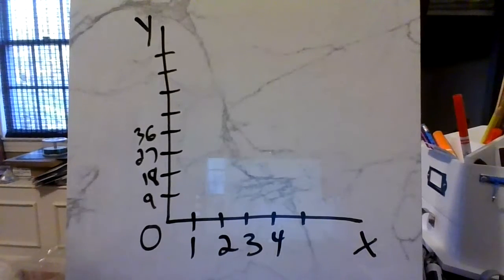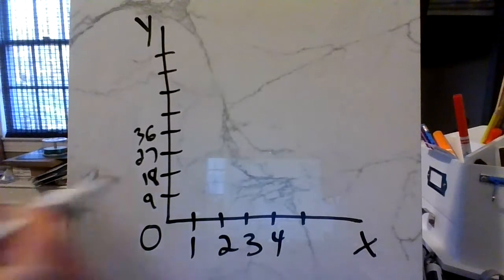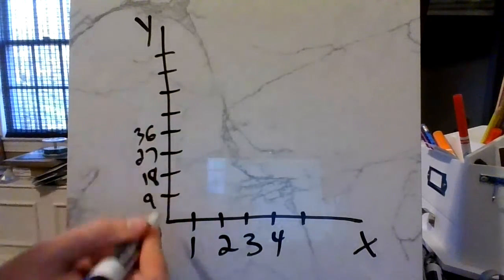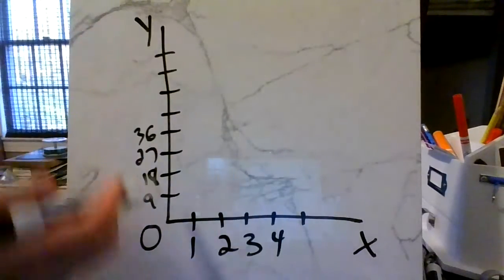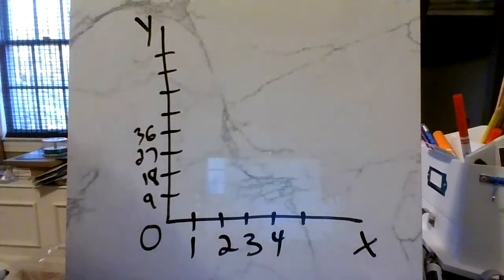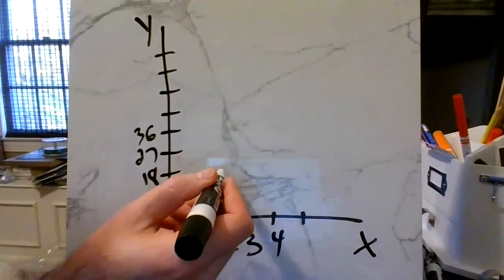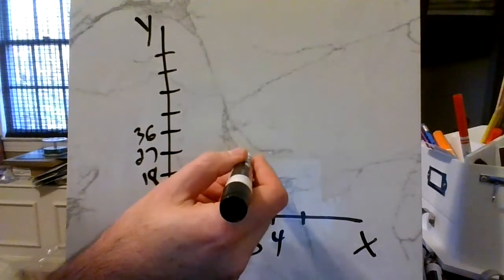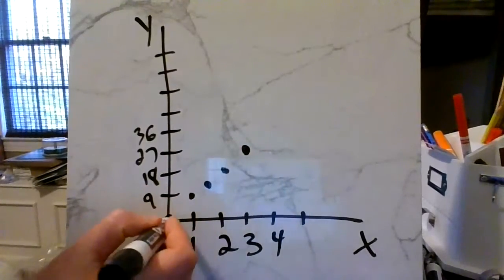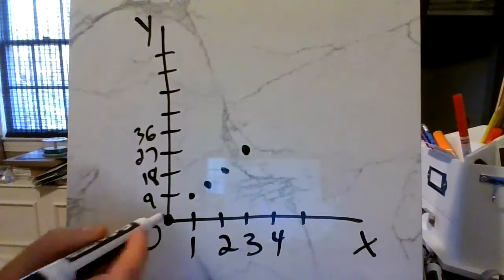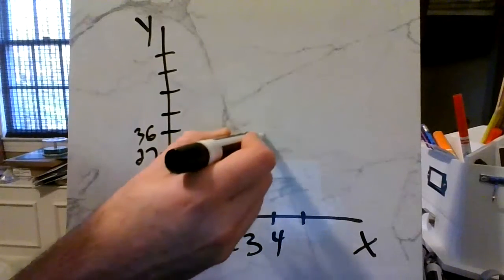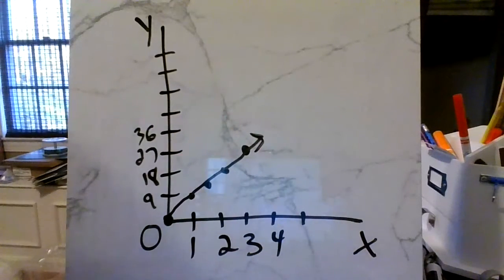I want to go ahead and chart my points. I just went up by 9s here. You can actually go up by any value you want on the y-axis. So 1, 9, 2, 18, 3, 27, 4, 36, and so on, and of course 0, 0. Always make sure you put the point for 0, 0. And then, of course, you've got the line there.